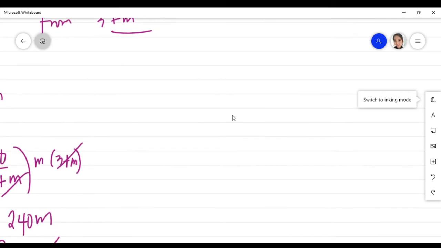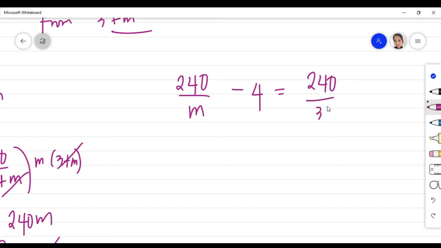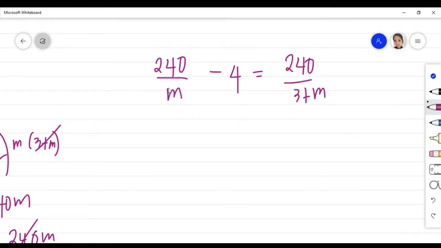Okay, let's solve it here. That was 240 over m minus 4 equals 240 over 3 plus m. If you notice on the left side of our equation, this is of a binomial form, so we cannot directly do cross multiplication. We can't do that directly because this is of two terms. We have to make it into a single fraction.